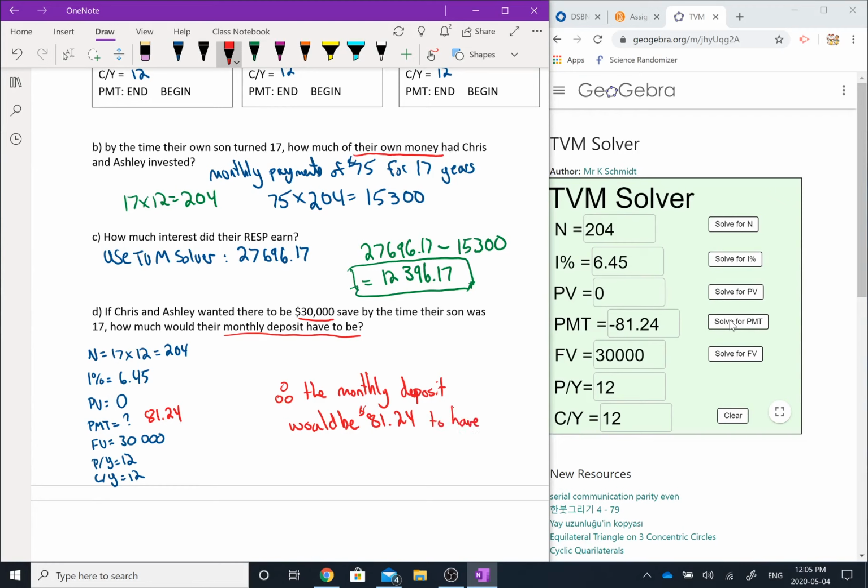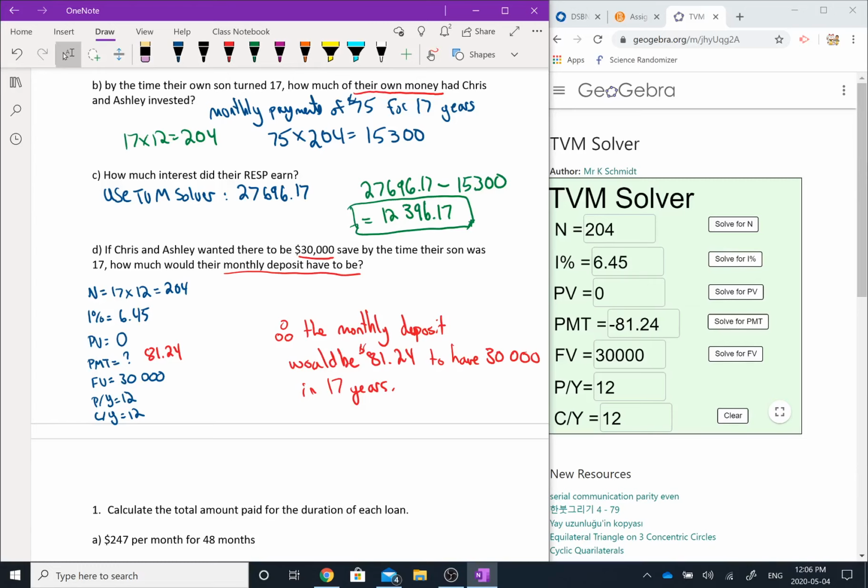to have $30,000 in 17 years. So that's what their payment would have to be, or how much they would have to save every month in that fund to get $30,000 in the end. So again, the only difference between this and the previous notes is now that we're adding in a regular payment or an annuity. So that's something you have to take into consideration. But other than that, all the other values are things that we would have done in previous lessons, and using the TVM solver is the same as before.